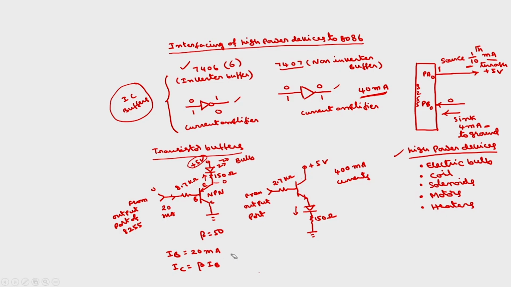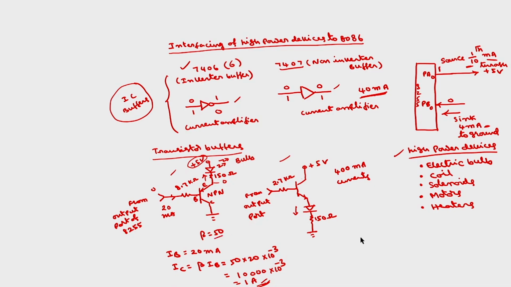IC is equal to, directly because IB is given, 50 times 20 milliamps. So this comes around 10 to the power of -3, which is equal to 1 amp. This is large enough to control moderately high power devices. This is how we can use these buffers to amplify the current, thereby driving moderately high power devices. If we want further high currents, this actually depends upon the beta.